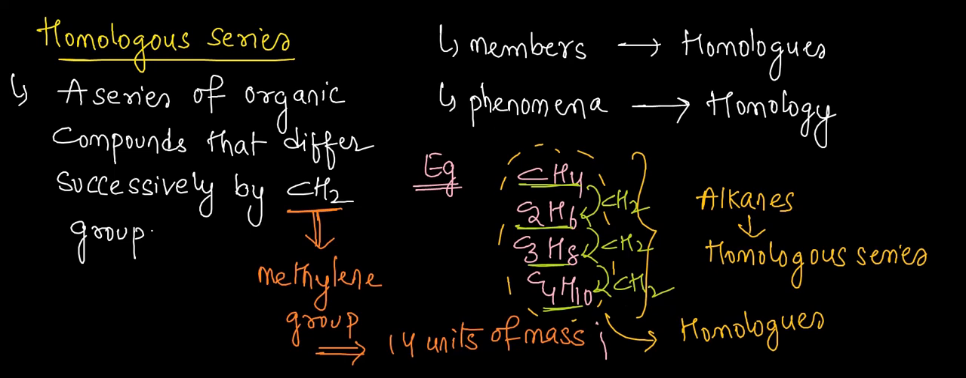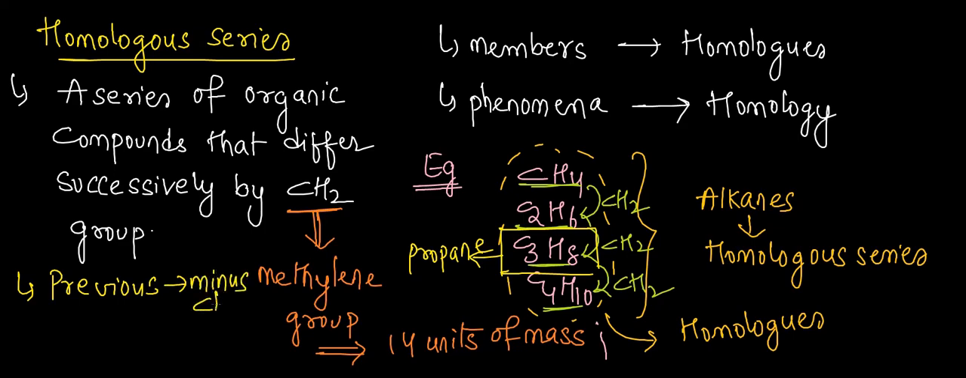Now, you just need to observe one thing here. Suppose I start with propane. How do I find the previous member of this homologous series? I know the propane formula, that is C3H8. I just want to know the previous member. So what you have to do is minus CH2. That means you have to delete CH2 from propane. Suppose I want to find the next member of propane. What I have to do here is add CH2 group.